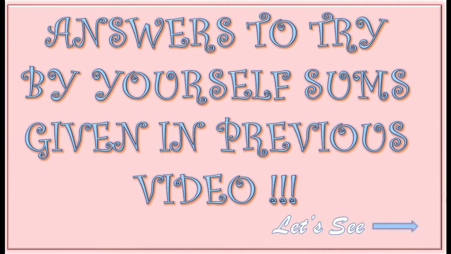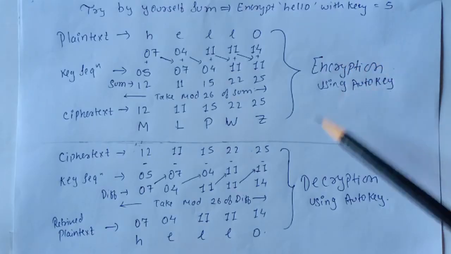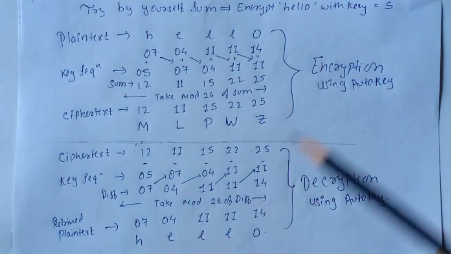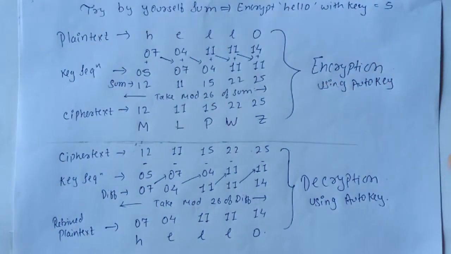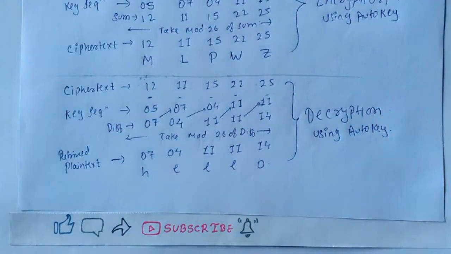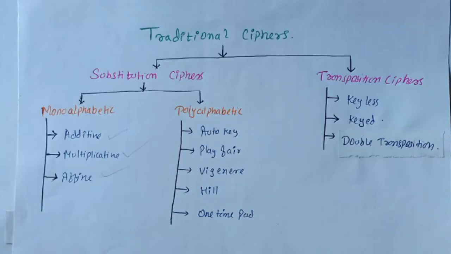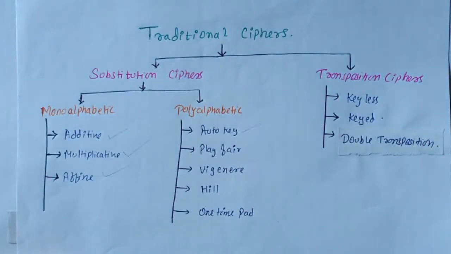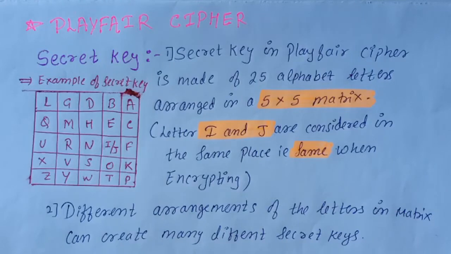Firstly, we will see answers to the try-by-yourself sums that I gave in my previous video. So here, using auto key, we have encrypted HELLO using key 5. So this is the encryption part and here this is the decryption part. So here we have completed auto key and now we will see the next, starting with Playfair cipher.